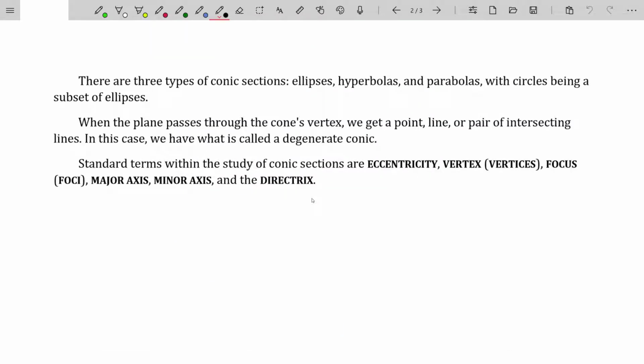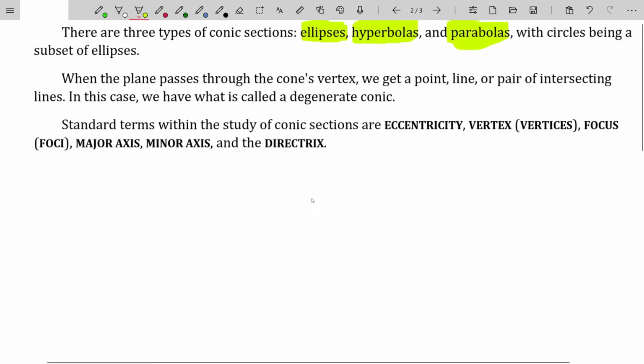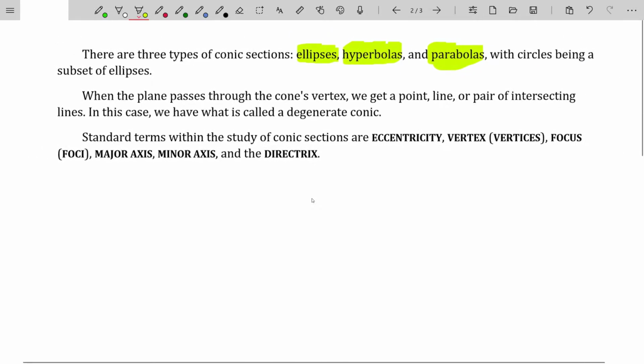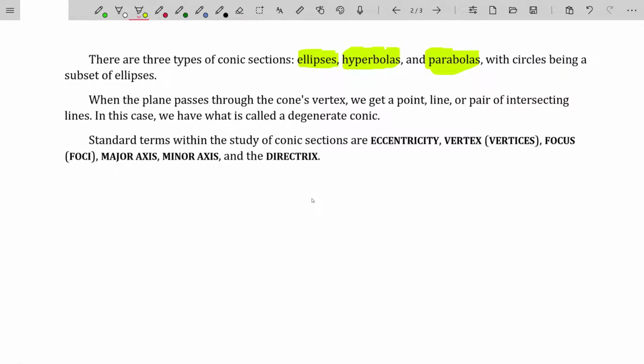As I mentioned, there are three types of conic sections. Ellipses are the circular, oblong parts, and a circle is actually just a certain type of ellipse. So ellipses contain circles, and then we have hyperbolas and parabolas. Each of those is important in its own right. When the plane passes through the cone's vertex, basically where those two cones meet, we get a point, a line, or a pair of intersecting lines. In these cases, we have what is called a degenerate conic.